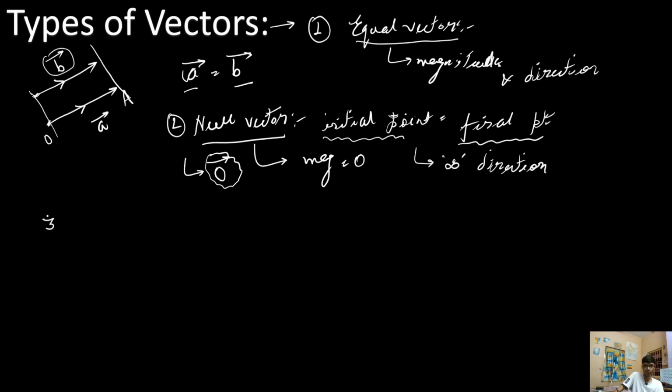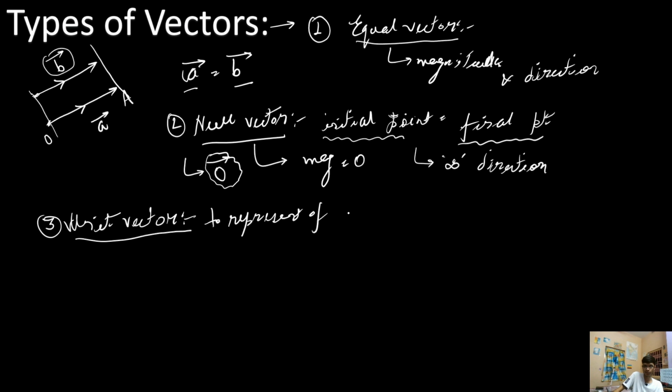Now let us move on to another important type of vector, that is the unit vector. We have already seen the use case of the unit vector, which is to represent the direction of a vector.